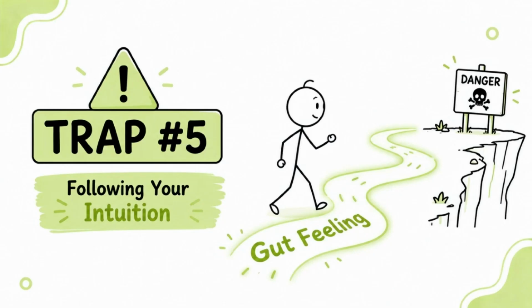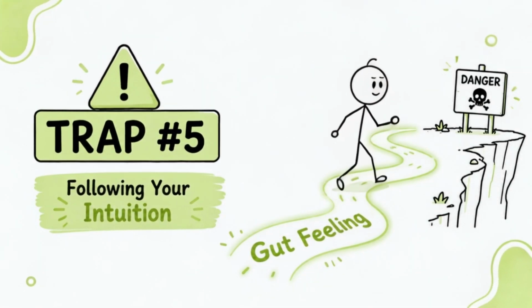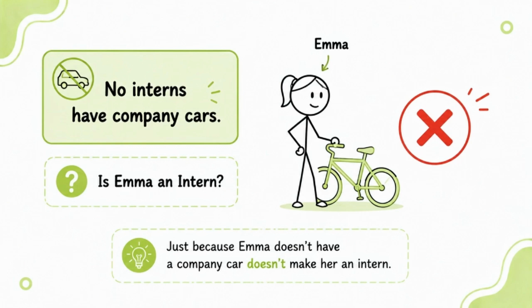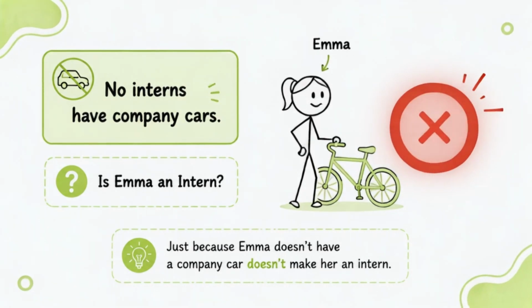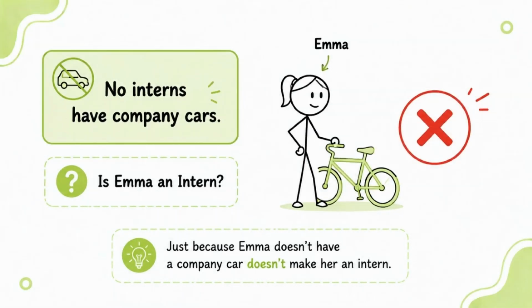Trap 5. Looking for what feels right. Your intuition is often wrong in deductive reasoning. SHL knows this. Consider, no interns have company cars. Question, Emma does not have a company car. Can we conclude Emma is an intern? No, there could be thousands of employees without company cars. The conclusion feels right, but it isn't supported by the evidence.